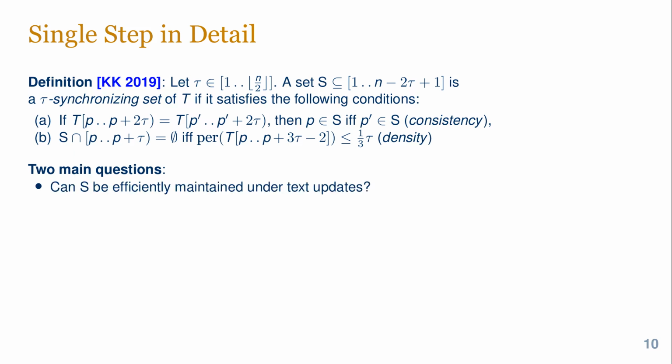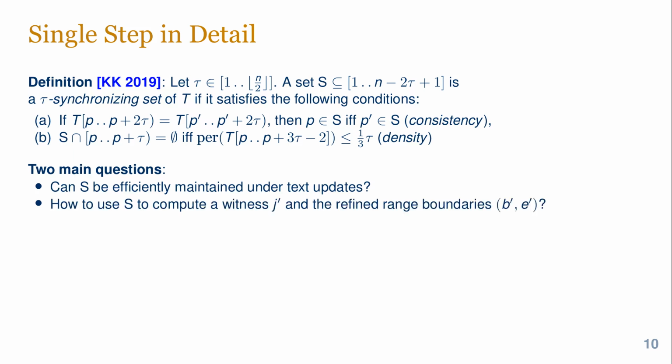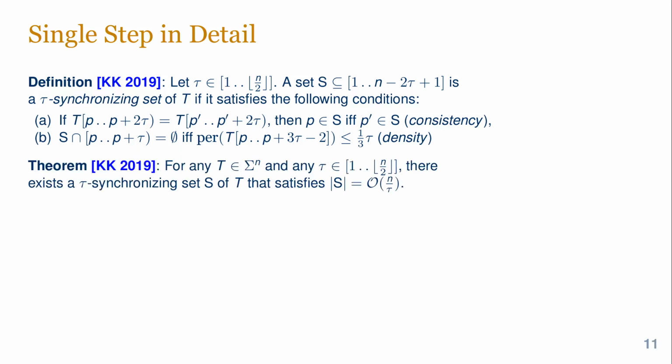The two main questions now are: first, can such S be efficiently maintained under text updates? And two, how to use S to compute a witness j' and the refined range boundaries B', E'. We start with the first question. Along with the definition of tau synchronizing sets, in 2019 we proved the following result. For any text t of length n and any tau between 1 and n over 2, there exists a tau synchronizing set S of t whose size is O of n over tau. Note that due to the density condition, this is the smallest possible S we can hope for.